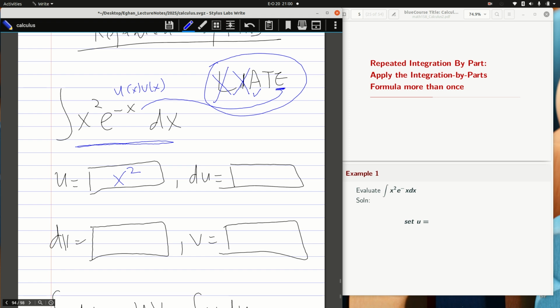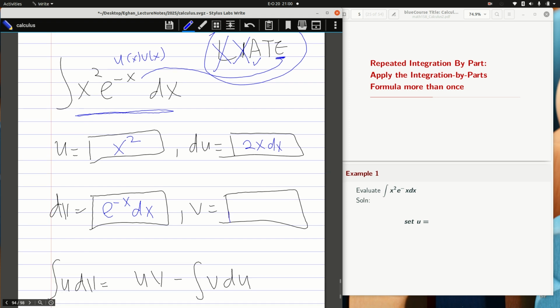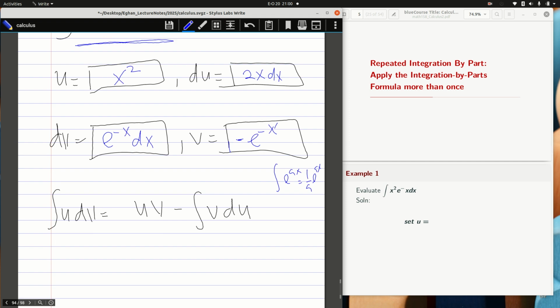It means the dv is whatever is left here, and then du becomes 2x dx. And if I want v, it means I'm integrating the function, which should give negative e to the negative x. I'm sure by now you know what the integral of e to the ax does. It's 1 over a times e to the ax. I want to remind you of that. And since a is negative, that's what I have. Now let's do the substitution.